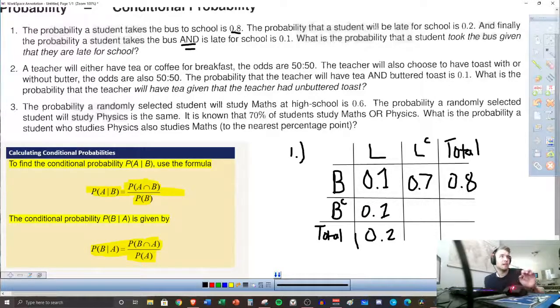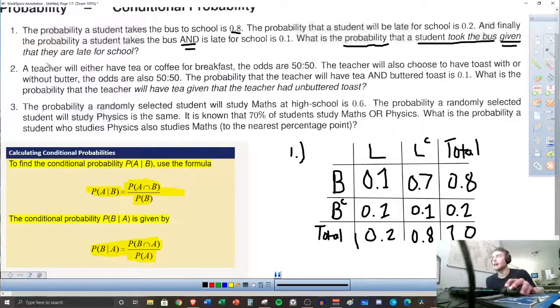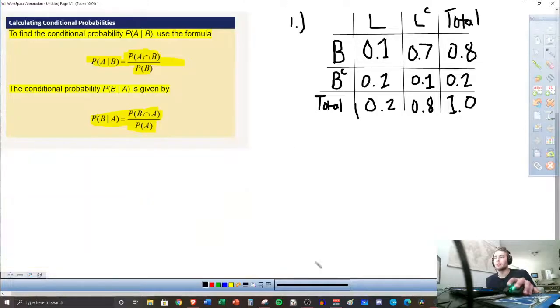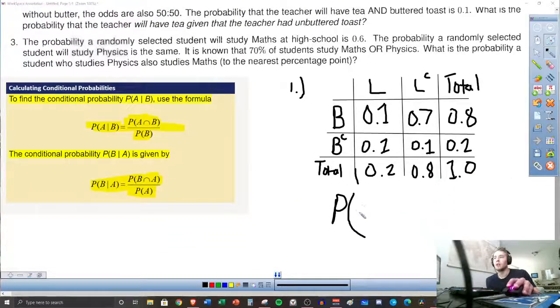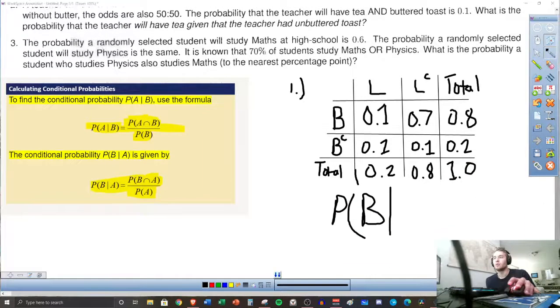The key information that we need is that the total has to add up to 100%. So we put 0.1 here, and that helps us fill in the rest of this. So we know this is 0.8. This is 0.2. And that means this has to be 0.1. All right, perfect. So what is the probability that a student took the bus given that they are late for school? We're going to write this up in symbols. What is the probability that they took the bus, given that they are late for school?